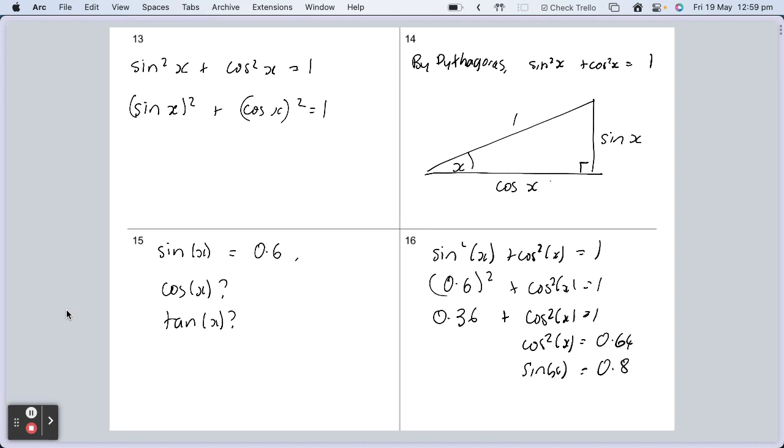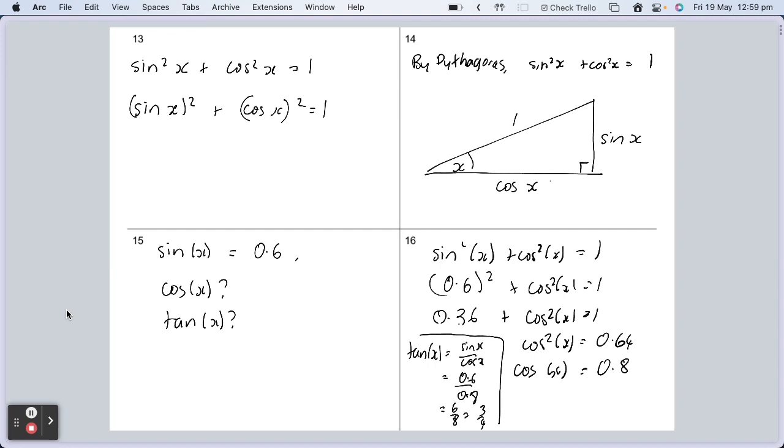0.8 times 0.8 is 0.64. Okay, so now we've got a value for, sorry, I don't know why I changed that to sine. I didn't mean to. Cos x is equal to 0.8. I don't have a lot of room here, so I'm just going to tuck it into the corner here. Tan x is equal to sine x on cos x. So that's going to be equal to 0.6 on 0.8, which is equal to 6/8 or 3/4. Sorry for being a bit squishy there on the end.